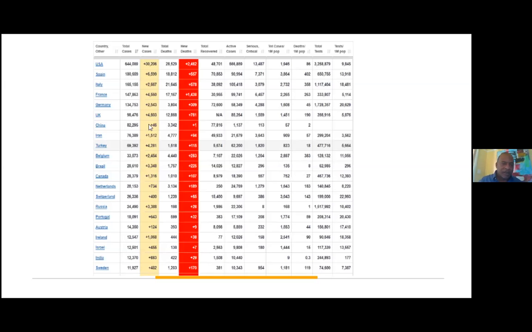It's all there. So Iran has a big problem. They're still having a problem. 94 deaths yesterday. Turkey, nobody talks about Turkey, but Turkey is having a huge problem. I won't go too far into this. You can look at this data yourself. It's all over the internet.